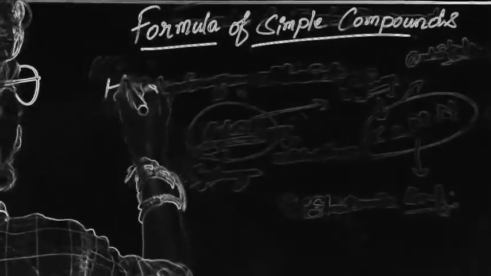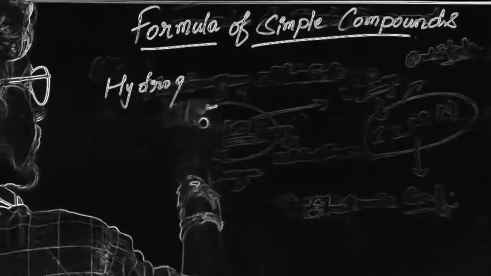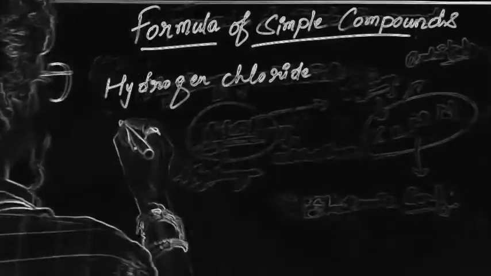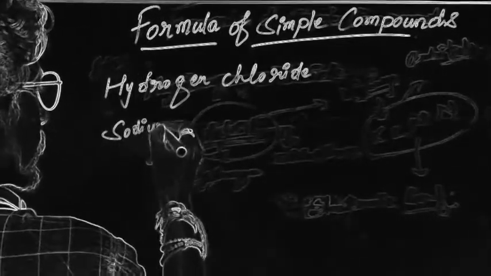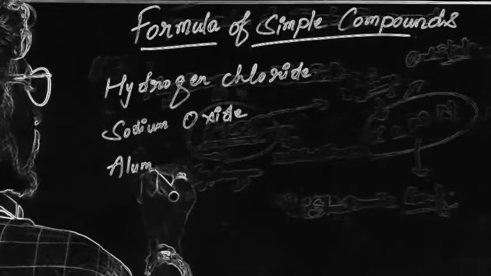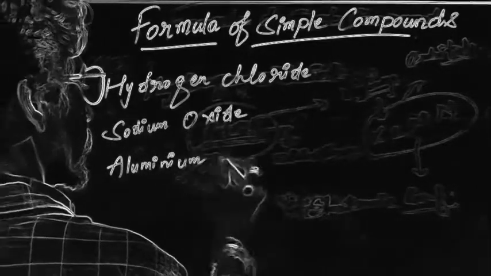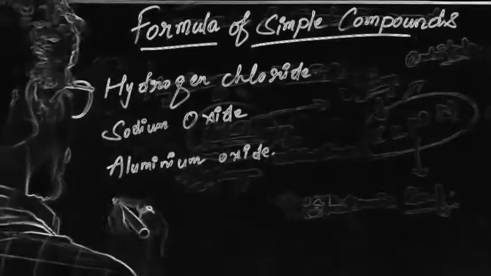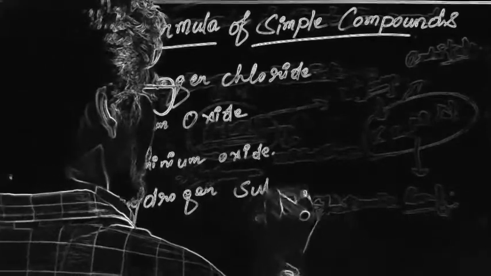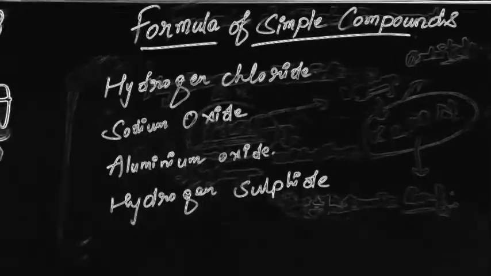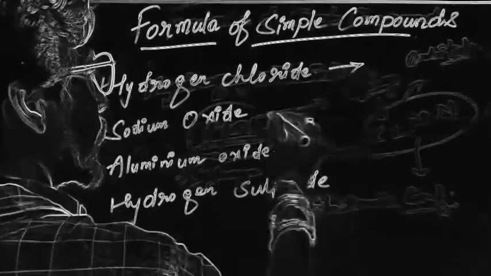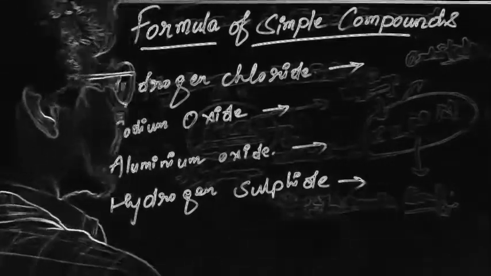So for example, first of all we write hydrogen chloride, sodium oxide, aluminium oxide, hydrogen sulfide. So here are some simple compounds and we have to make their formulas. First of all, I'll tell you the chemical formula of each compound, and then we will go for the formula making.